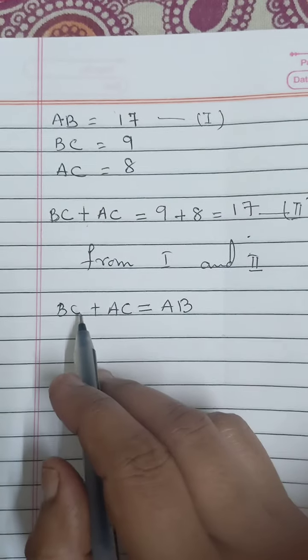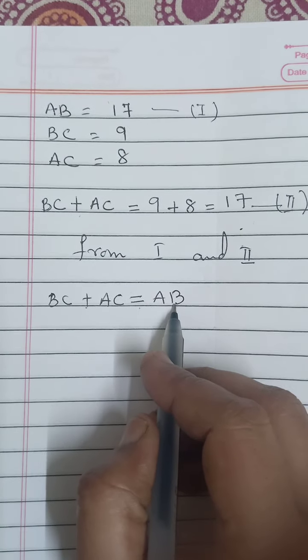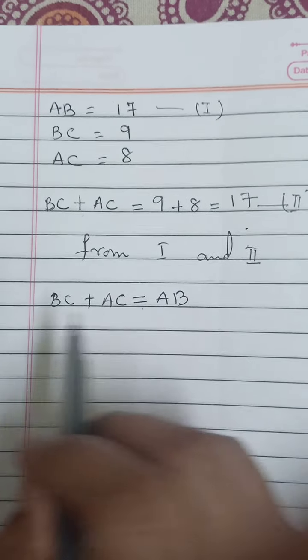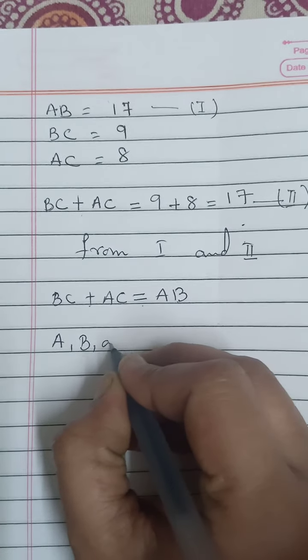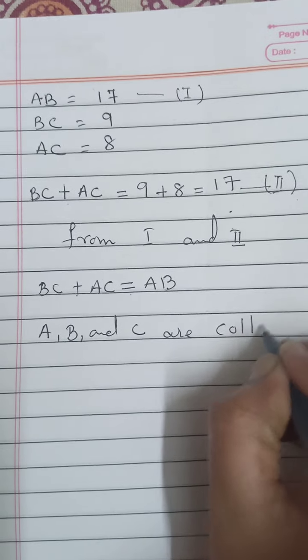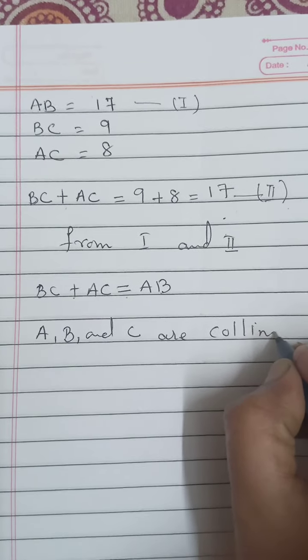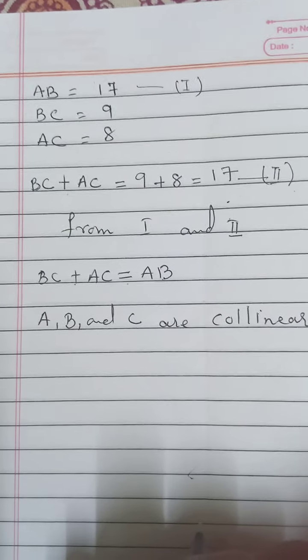So whenever the addition of the two smaller distances is equal to the larger distance, then we can say that these 3 points A, B and C are collinear. So this is the concept which we are going to use to solve question number 2 of practice set 5.1.